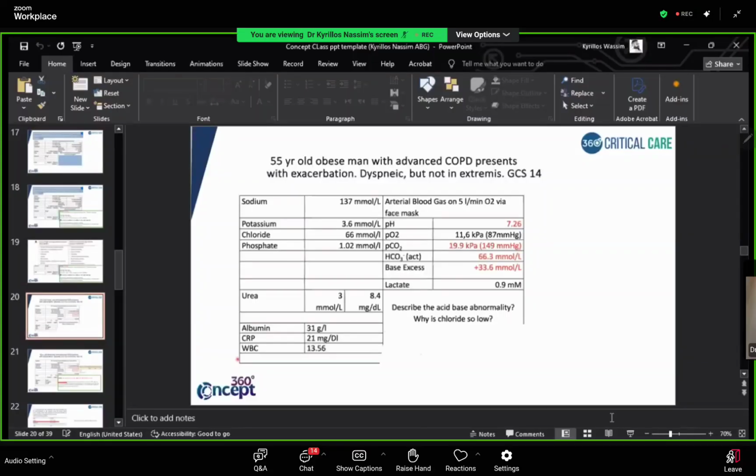We have here a 52 years old obese man with advanced COPD presented with exacerbation, dyspneic, but not extreme. Glasgow scale is 14. Look at this ABG and describe the acid-base abnormality and why the chloride is so low.